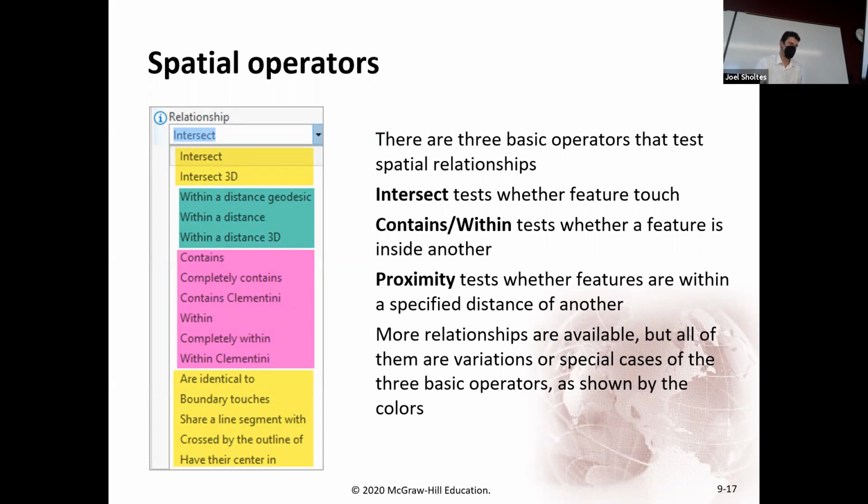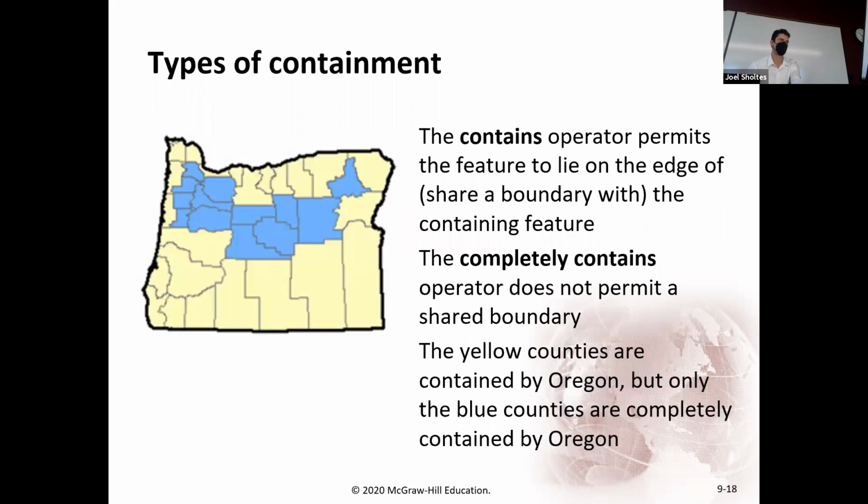And here's a breakdown of all those different types of spatial operators that we can use. So intersect tests whether they touch or overlap. Contains or within tests whether they're inside one another. And then proximity is whether they're within a distance. There's a lot of other different options out there as well.